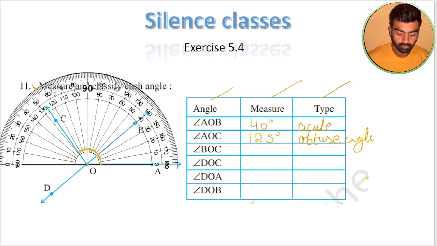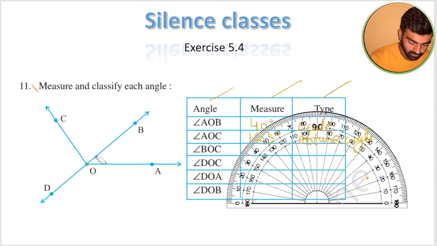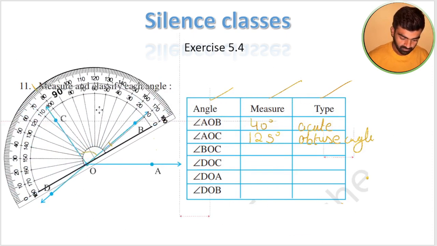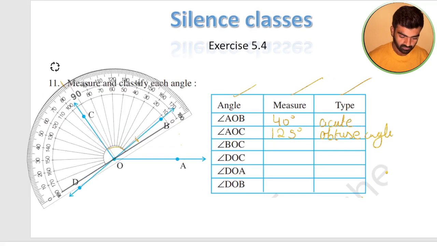Now we will talk about angle BONC. We are talking about this particular angle. I will place this point over here, and take this 0-degree line as the baseline. I will just rotate the protractor first of all like this, and place the point over here.